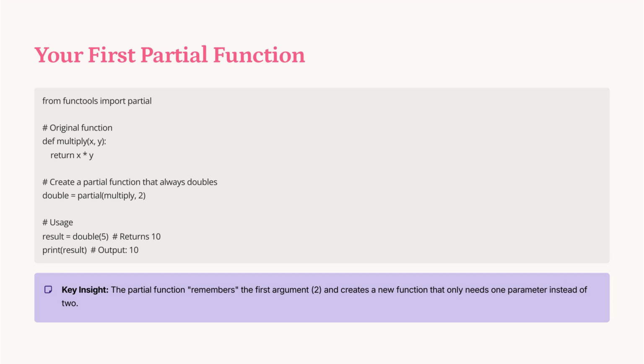Using functools.partial, you can create a specialized function from a general one. For instance, the original function multiply(x, y) can be transformed into a partial function double by fixing x as 2. This new function only requires one argument, y, to operate, effectively doubling its input.